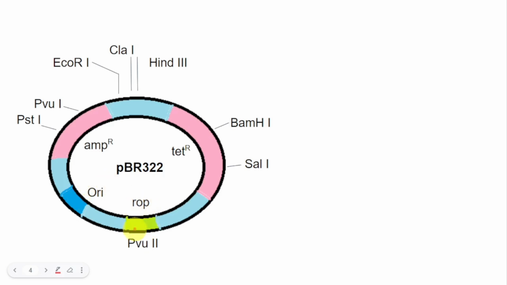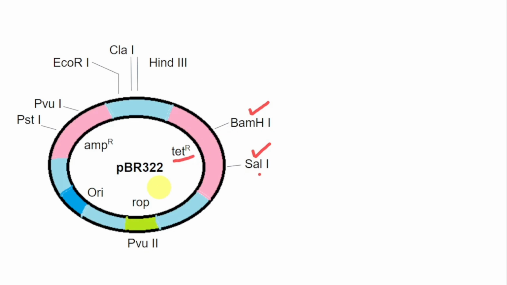Then this part provides the enzymes required for replication of the plasmid. ROP stands for repressor of primer. Then it has two selectable markers, ampicillin resistance and tetracycline resistance. So the question asked here was for the two recognition sites that are in the open reading frame of the tetracycline resistance gene.